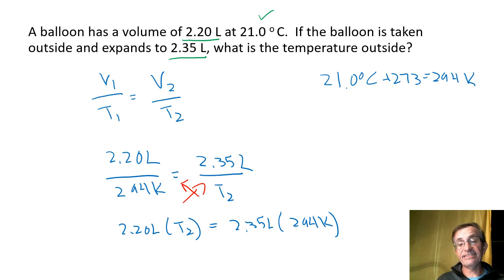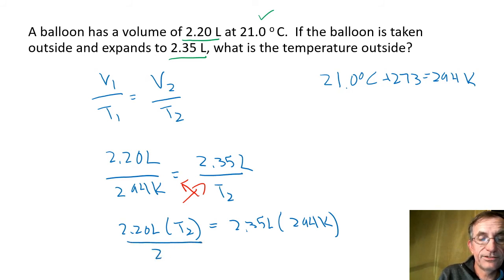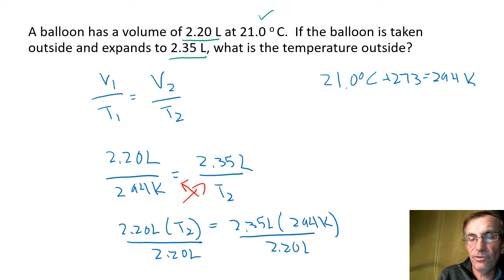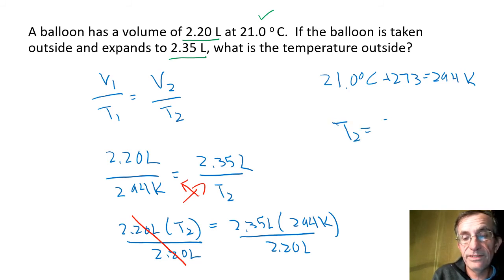So let me ask you the next question. What's the next step? What are you going to do next to solve for T2? Oh, it's divide by 2.2. So you'll divide by 2.2 liters. Why? Because we got to get those 2.2 liters to cancel out. You got to get T2 all alone, right? That's the goal. So that's the way we're going to get it done. Now I think we got the answer. T2 would equal this.